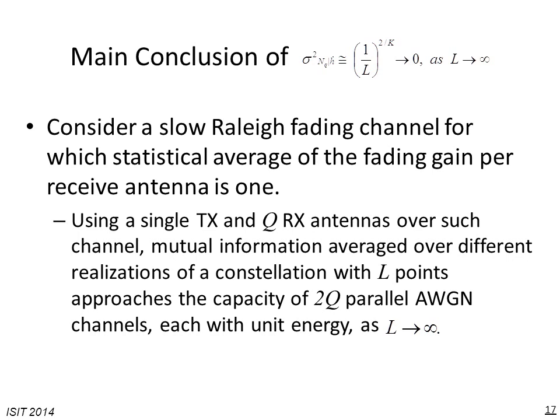So Q is the real dimension, K is the complex dimension. K is the number of receive antennas, and Q is always equal to 2 times K.